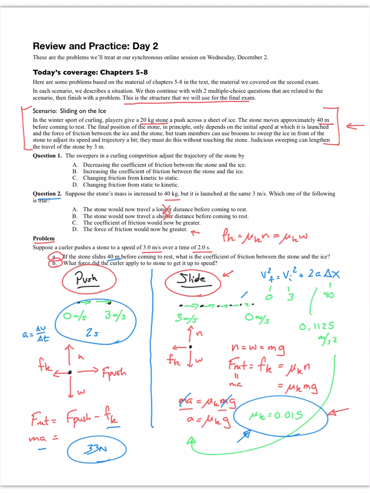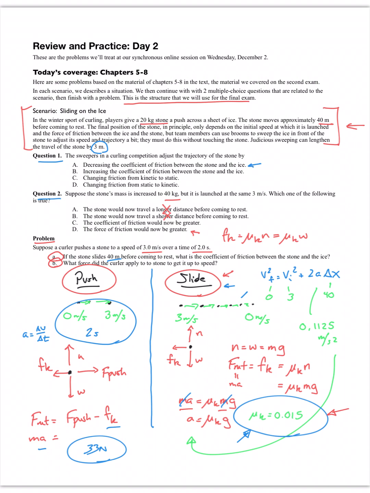Now, coming back to question 1, if we want to adjust the trajectory of the stone and make it go 3 meters farther, well, thinking about what we did here when we solved for the slide, if it goes 3 meters farther, what I do is I decrease the coefficient of friction.